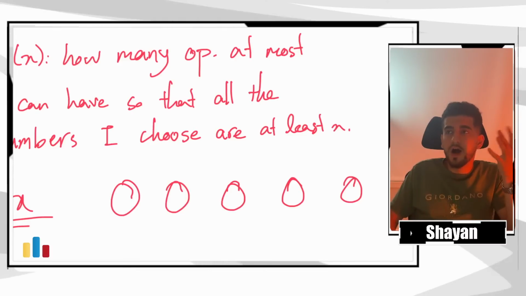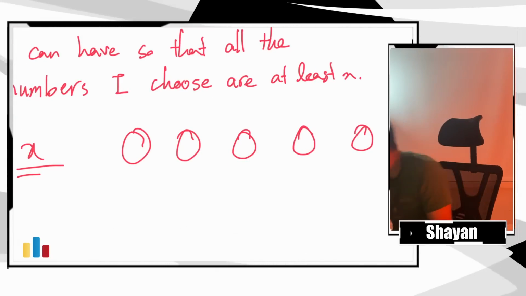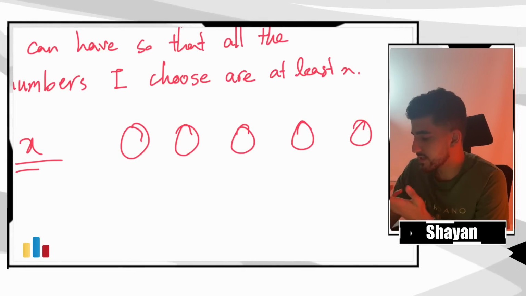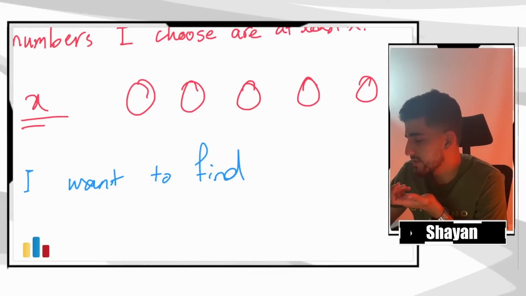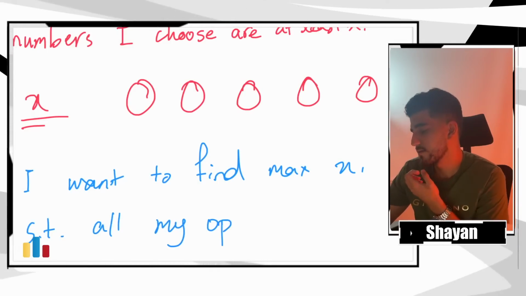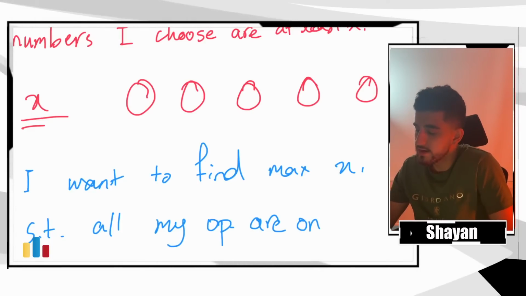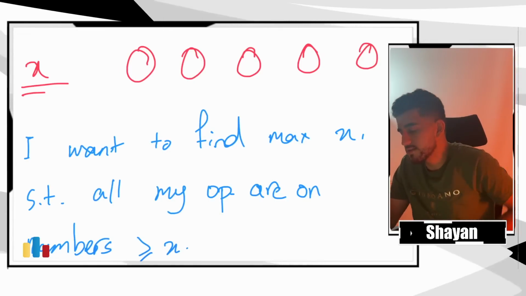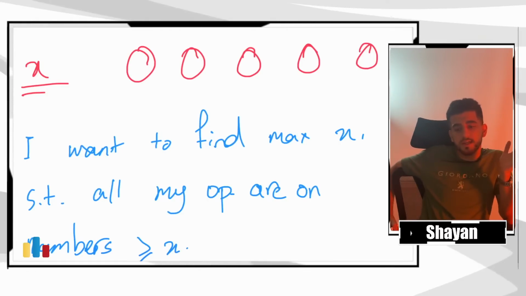Okay, so I want to make x as great as possible. So I want to find the maximum x such that all my operations are on numbers greater than or equal to x. So each time when I choose a number, it is at least x. And you will see how that is helpful. So for now, let's just consider that I want to find such x such that all the numbers that I choose will be at least x.